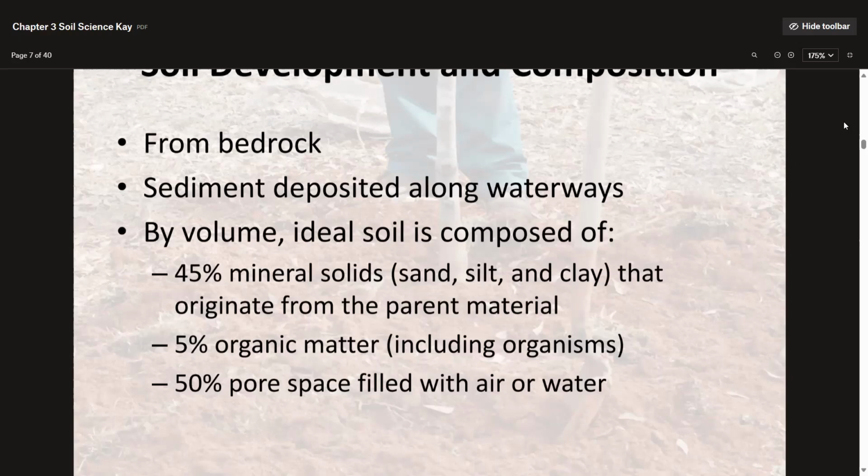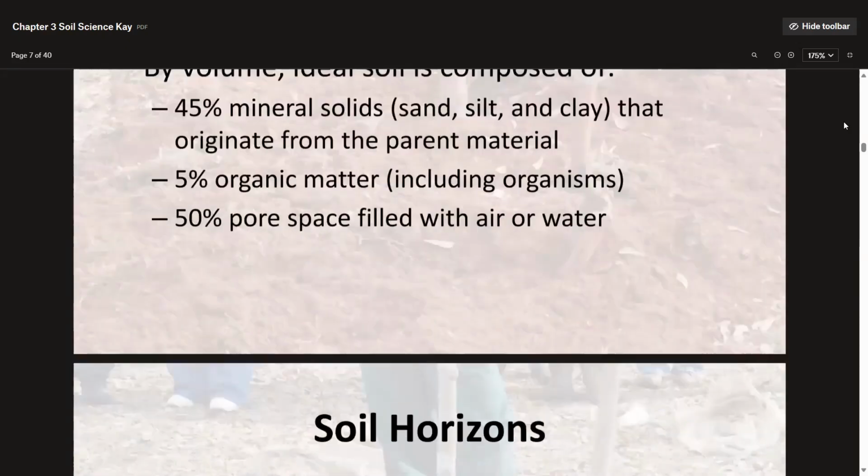An ideal soil volume is composed of 45% mineral solids, that would be sand, silt, and clay. So 45% sand, silt, and clay that originate from that parent material rock. 5% organic matter, including the little organisms that live in it, right? And then 50% pore space that needs to be filled with either air or water. Why is that critical? We'll talk about that in a minute. But remember that mix, 45% mineral solids, 5% organic matter, and 50% pore space. Okay. Ideal soil.